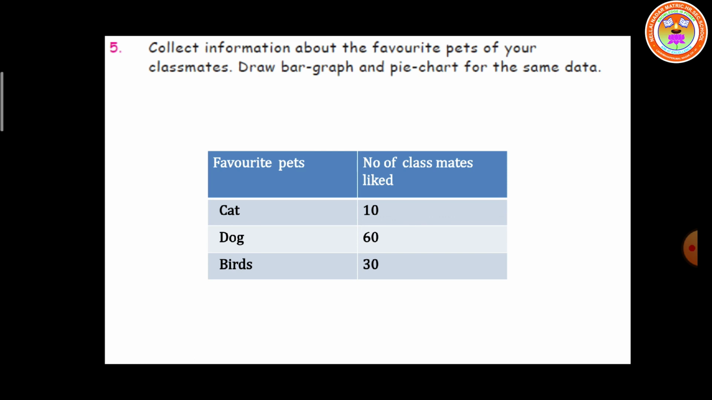Now, the fifth one: collect information about the favorite pets of your classmates. Draw a bar graph and pie chart for the same data. Now, what are the favorite pets? Cat, dog and birds. Number of classmates who liked: cat is 10, dog 60 and birds 30.